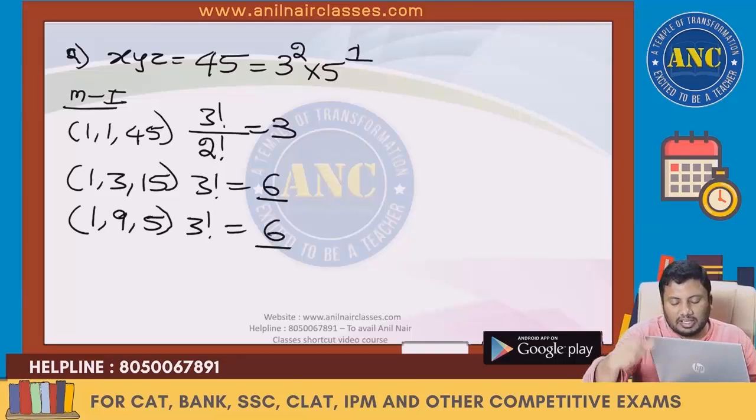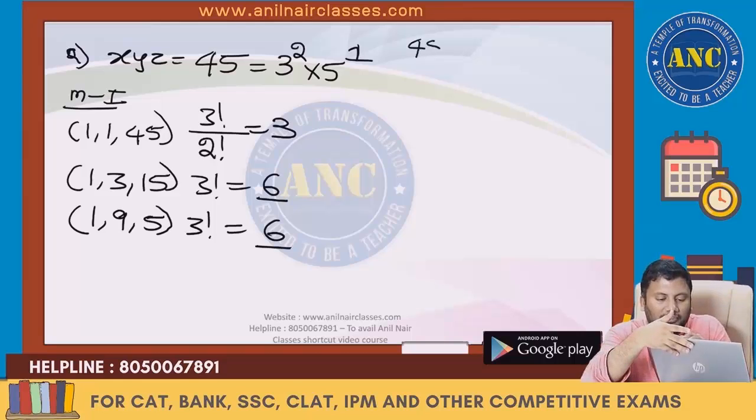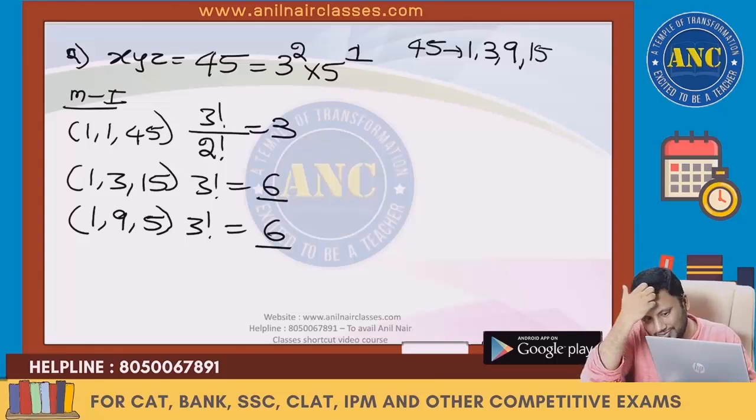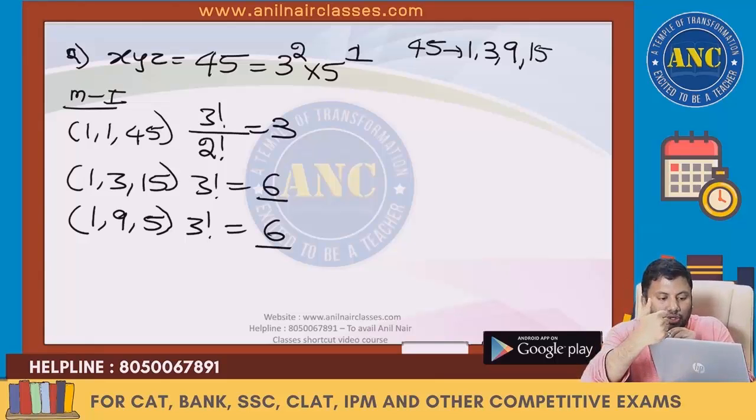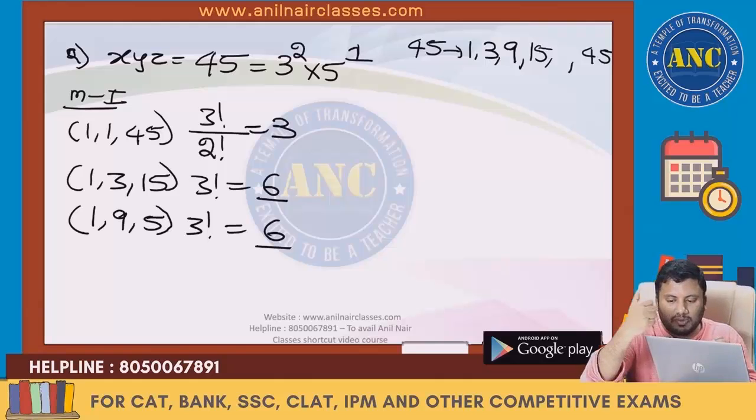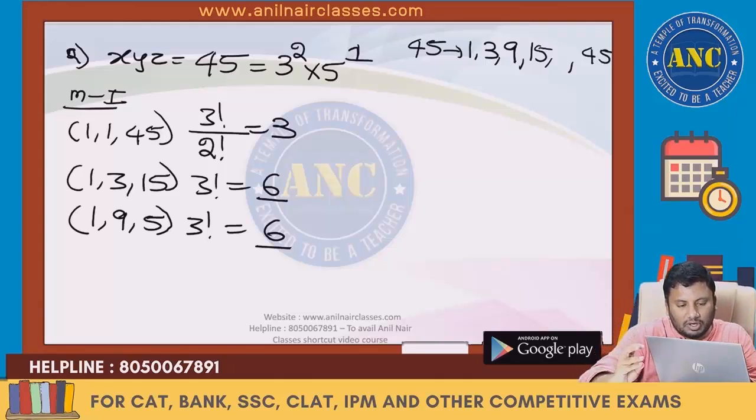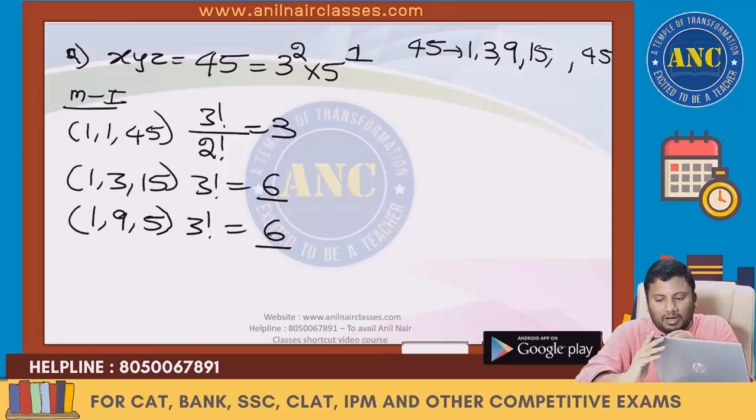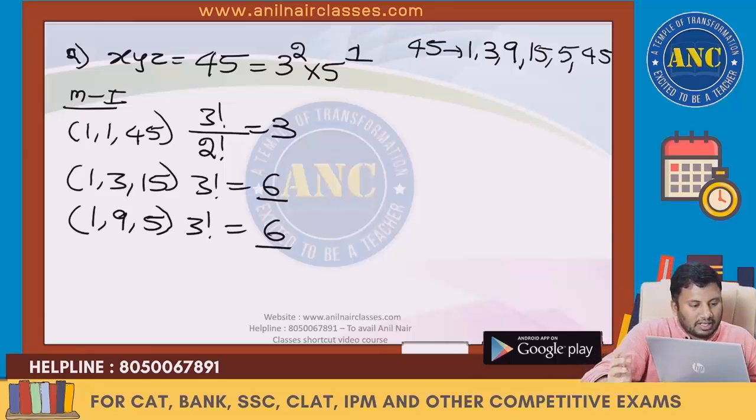What are the factors of 45? 45 factors are 1, 3, 9, 15, 45. 3 into 2, 6 factors we should get. And what is the other factor that is missing? 1, 3 power 0, 3 power 1, 3 power 2, 5 power 0, 5 power 1, 5. So all the cases are taken. 1 is taken, 3 is taken, 9 is taken.